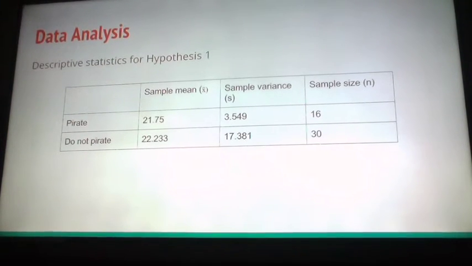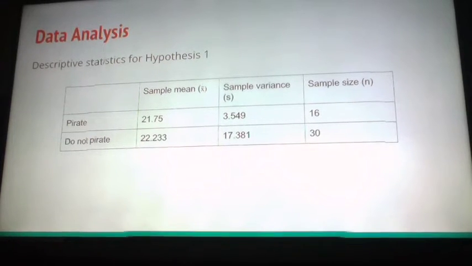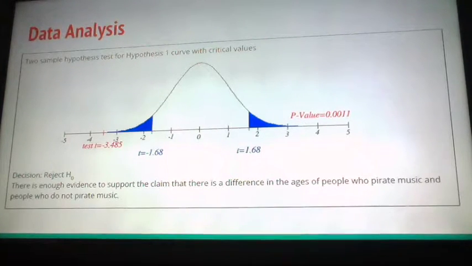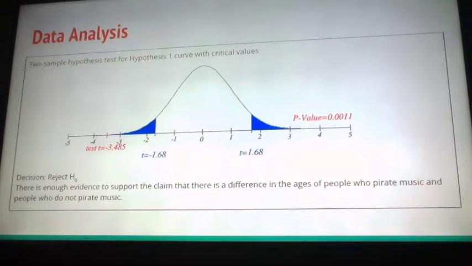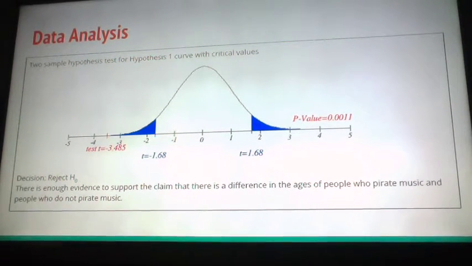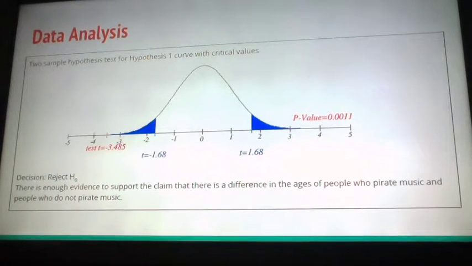This is our data analysis for hypothesis 1. It shows our descriptive statistics. So this is the 2-sample hypothesis test curve for hypothesis 1 with the critical values. The critical values are negative 1.68 and positive 1.68. The test statistic of negative 3.485 falls in the rejection zone. The p-value is 0.0011. Because the test statistic falls within the rejection zone, our decision is to reject H0. There is enough evidence to support the claim that there is a difference in the ages of people who pirate and people who do not pirate music.